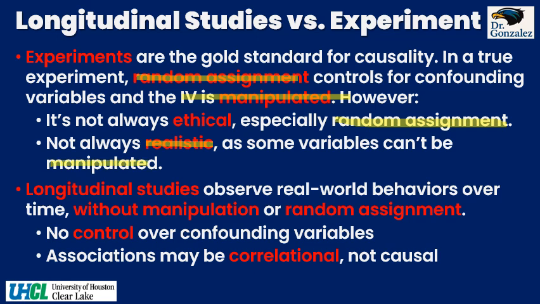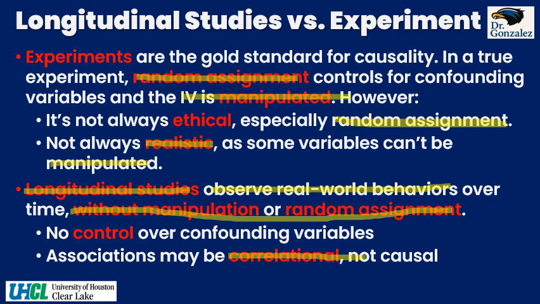So what becomes a substitute in those situations might be longitudinal studies where we observe real world behaviors over time. We don't have manipulation or random assignment or both. But there's issues with that too. First of all, we don't have any control over confounding variables because I can't select for and screen out those confounding variables, right? And then any association that I find could simply be correlational and not causal.